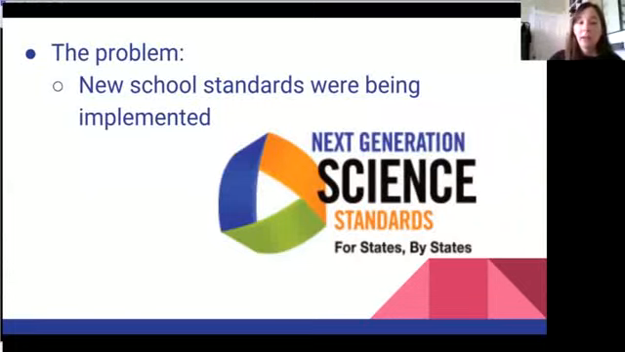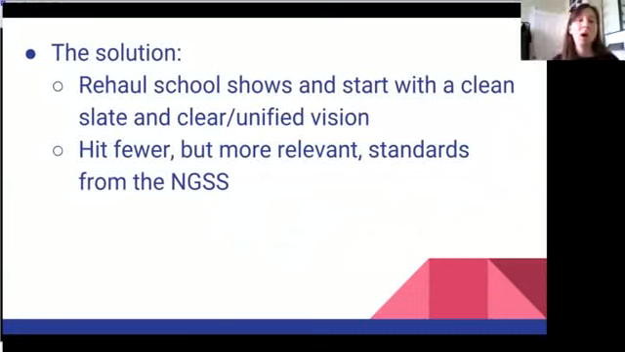So we found that a solution to this would be to just totally kind of overhaul our school shows so that they were both up to date with the current astronomical science and also in line with the NGSS. And we decided, but also still maintaining some of the interactivity that we had with the previous shows that helped to make them successful in the past.